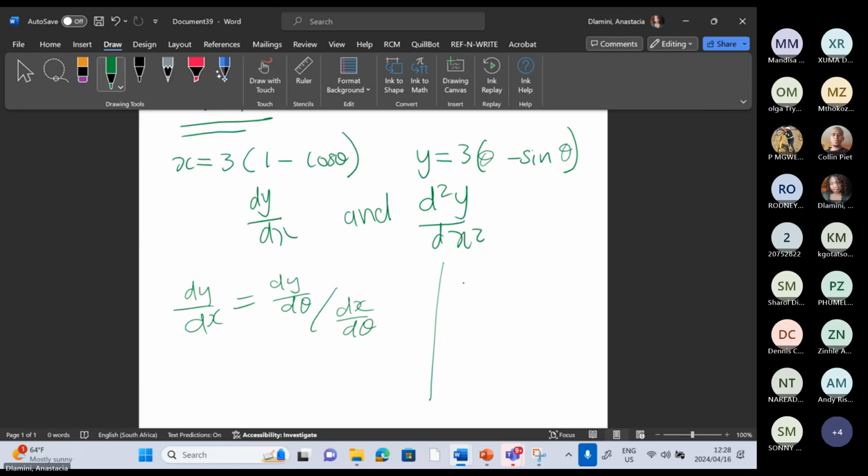Guys? It's 3 open brackets. Theta then becomes 1. Thank you. Then? And then sine theta is a cos theta, therefore it's minus cos theta. Thank you. Next, dx over d theta.